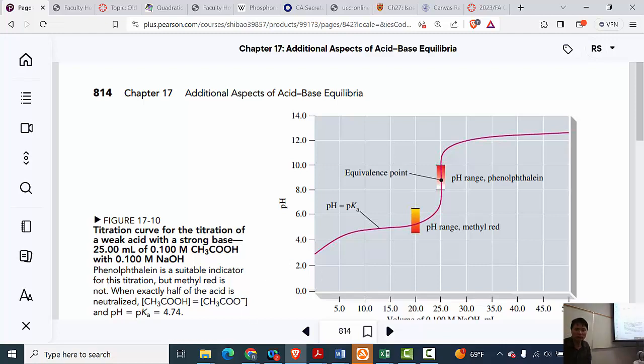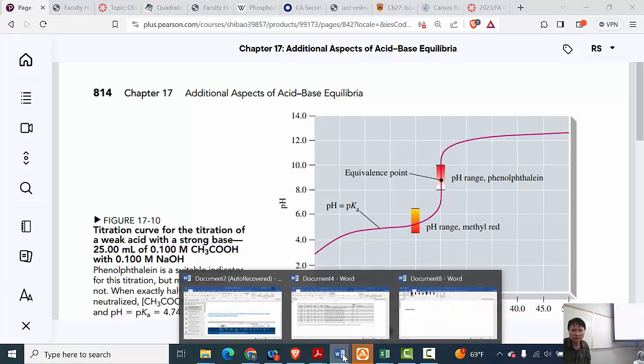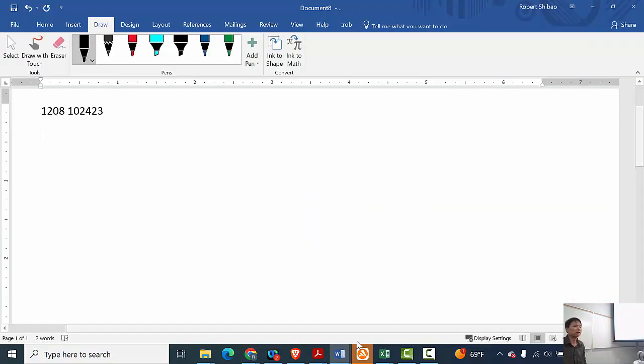So let's do some more calculations. All the calculations follow the same kind of format that we just did. In fact, for all the calculations on the titration curve, we can do the same type of setup. And so the next one is we're going to do it at the 1/4 equivalence point.